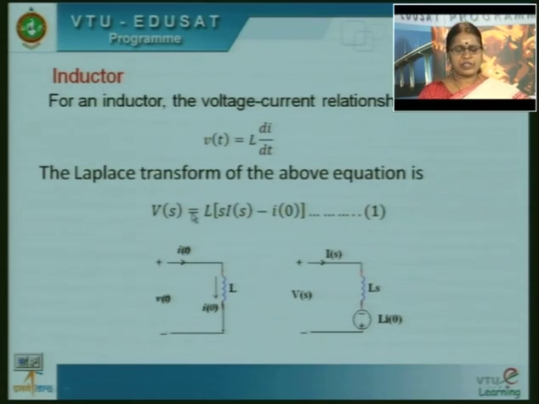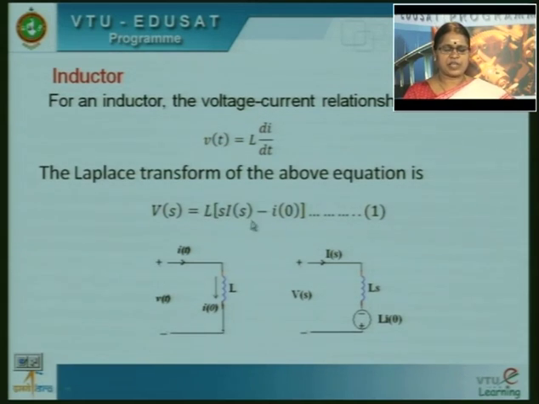I can split this equation into two terms. One is Ls into I of s and another term is L into I of 0. Now, V is a voltage term, and this term Ls I of s can be viewed as a voltage drop across the element through which the current flowing is I of s and value of impedance is Ls.